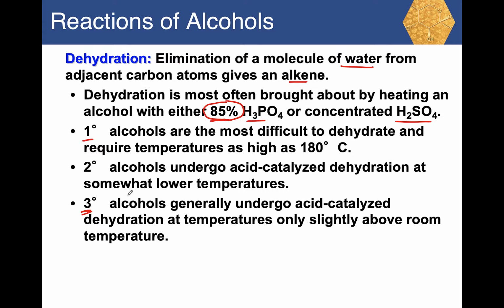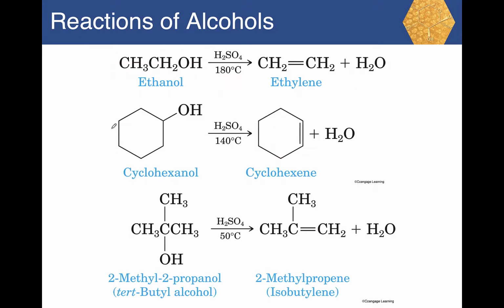So remember, we classified alcohols as primary, secondary, or tertiary. If you have a tertiary alcohol and you're looking at a dehydration reaction, that reaction is much faster, or easier to occur, than with a primary alcohol. Let's look at some examples here. So here is ethanol. As you can see, this is a primary alcohol. Notice here the acid is needed, but look at the temperature, 180 degrees C. It gives the alkene, ethylene, and of course water.